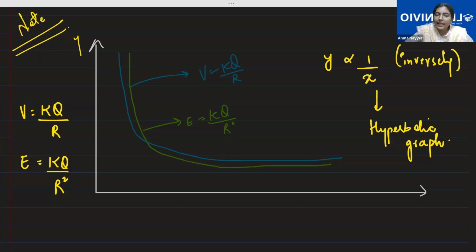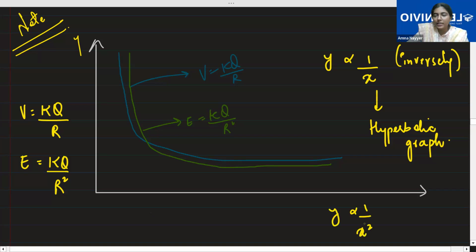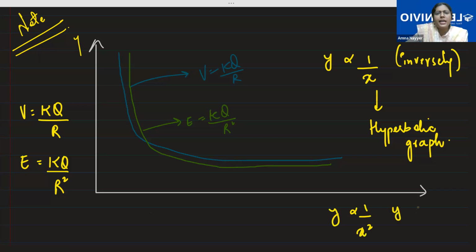So electric field is kq by r square. Now see, the difference is that the power of x is different here. You can have y inversely proportional to x or y inversely proportional to x square. Remember one thing, whenever this occurs anywhere, I wanted to tell you this because you can face any other topic also. So 1 by x cube is there, 1 by x to the power 4.